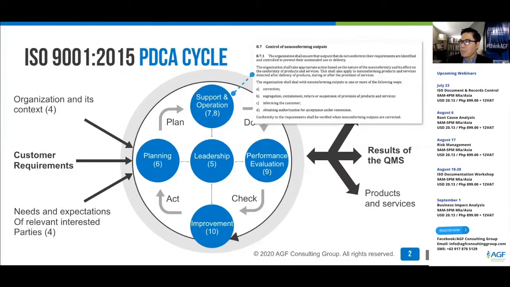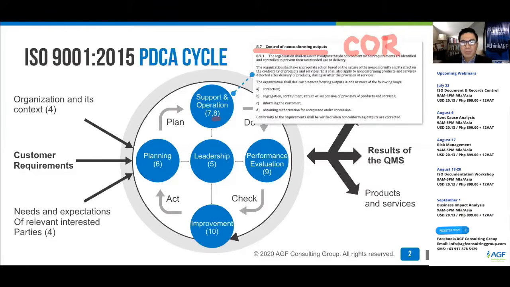So there are two parts here. First is 8.7, control of non-conforming outputs. It's found right here in clause 8, and I'll explain later that this is actually called correction. There's a huge difference, my friends, between correction and corrective. Probably some of you have heard of the difference already, but for those who are new to corrective action reporting, there's a huge difference.